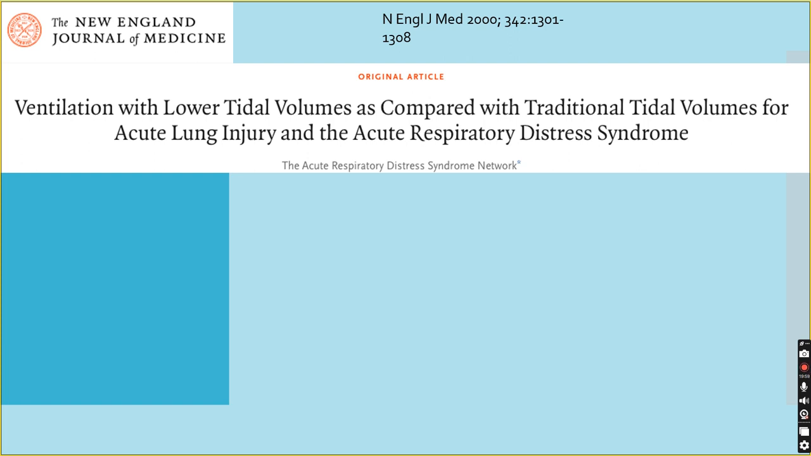So since almost 2004 to 2005, after this landmark study published in the New England Journal of Medicine about low tidal volume ventilation, we all started using low tidal volume ventilation, or what is called a lung protective ventilation strategy. And this ARDSNet trial has changed the practice of ventilator management of ARDS, and it showed a significant mortality benefit. Next slide.